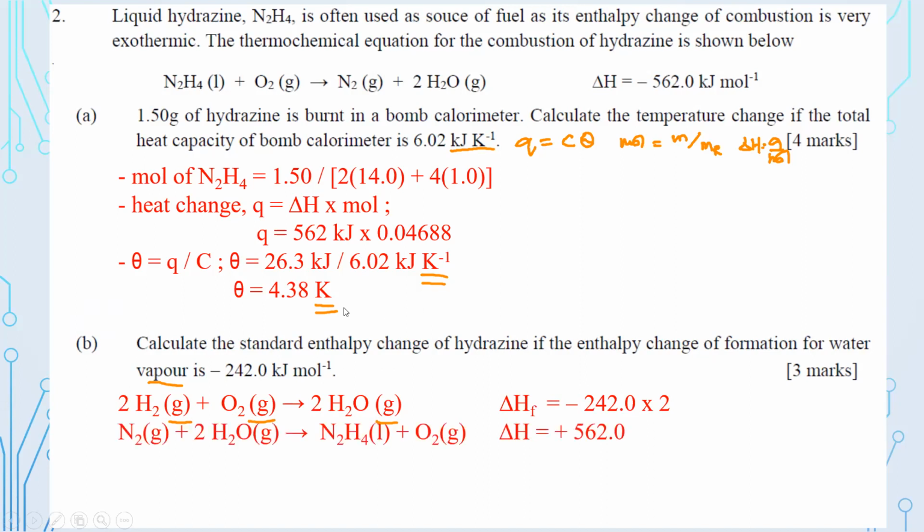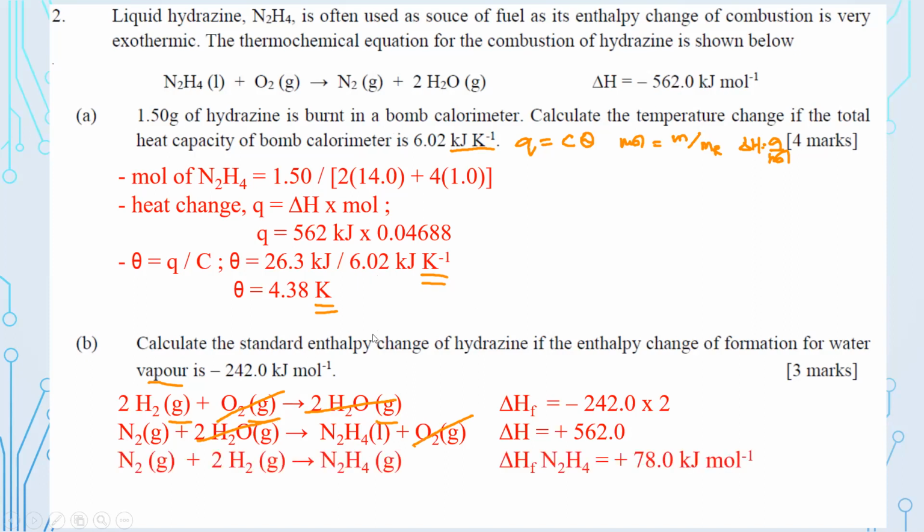Then you substitute the reaction above in here: N2 plus 2H2O give N2H4 plus O2. Now you can start to cancel things already. Which one can be cancelled? You can cancel O2 with O2, and you can cancel 2H2O with 2H2O. So at the end of the day, what do you get? You get N2 plus 2H2 give N2H4, and the enthalpy change of formation is positive 78.0.